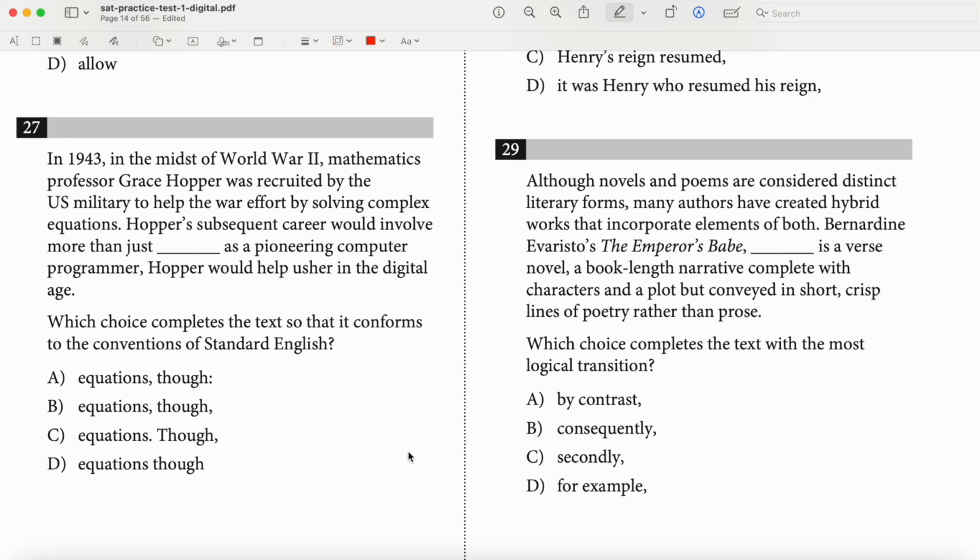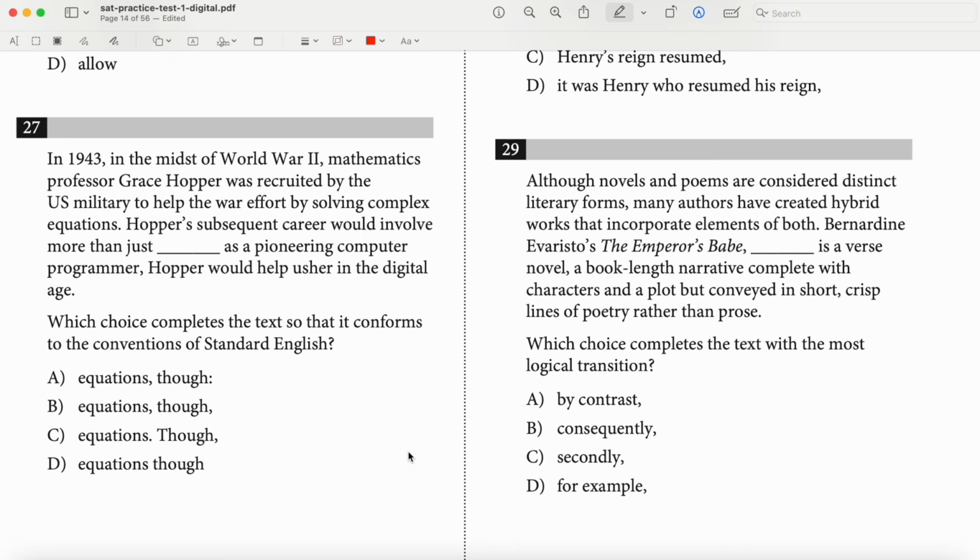Hopper's subsequent career would involve more than just equations. Though, as a pioneering computer programmer, Hopper would help usher in the digital age. How's answer choice B sound? I don't think it's right either. Why not? What's wrong with that? I agree with you. More than just equations. It sounds like, however, but the rest of the sentence doesn't fit that, I guess.